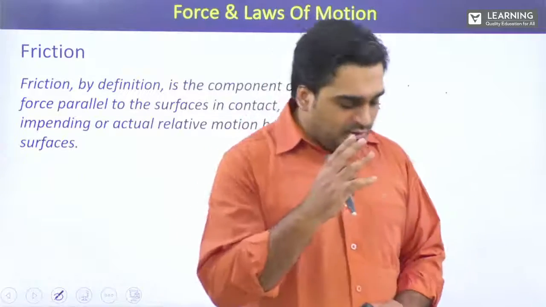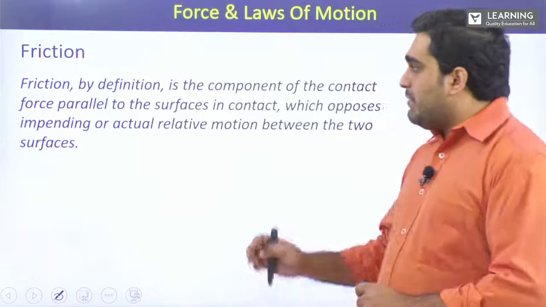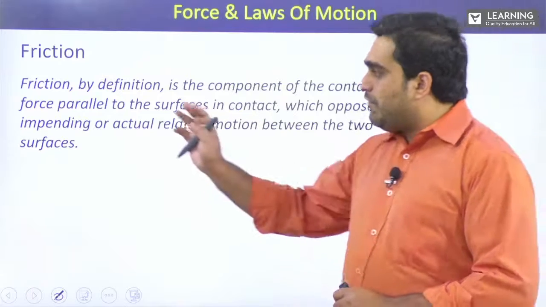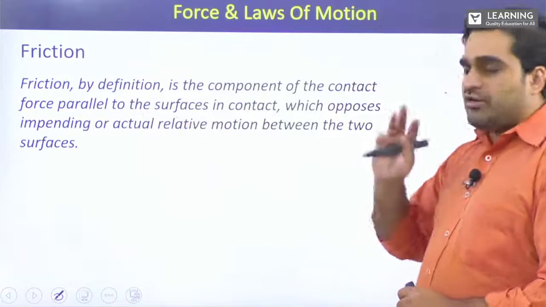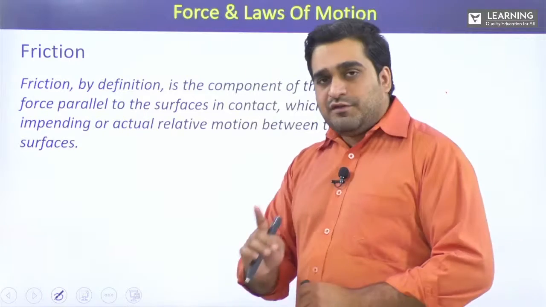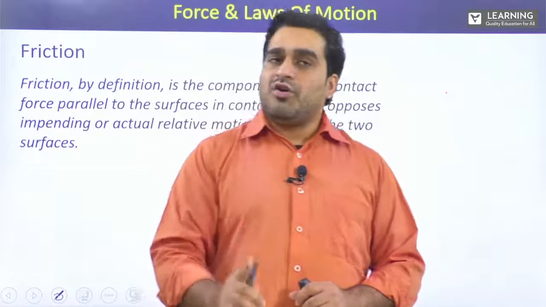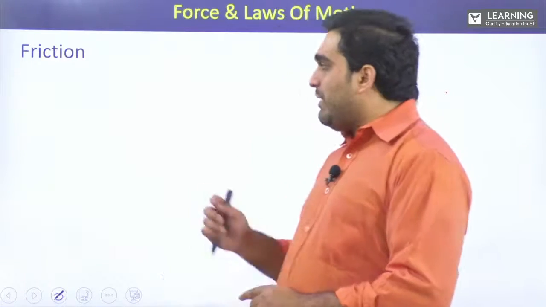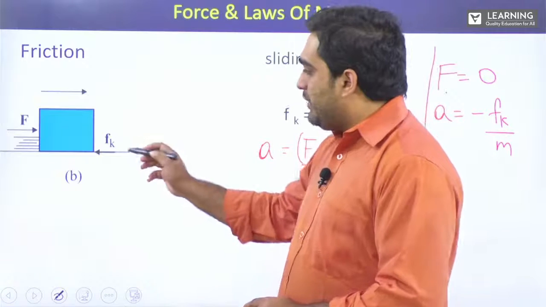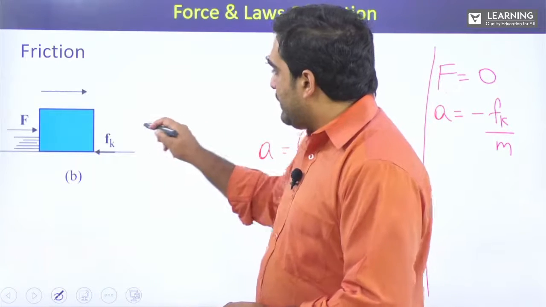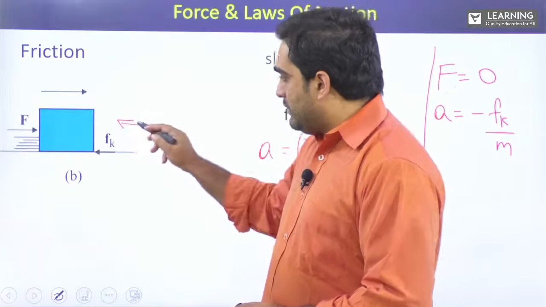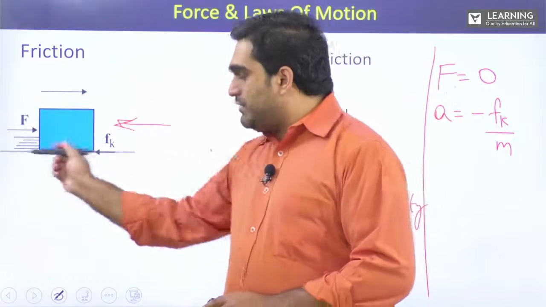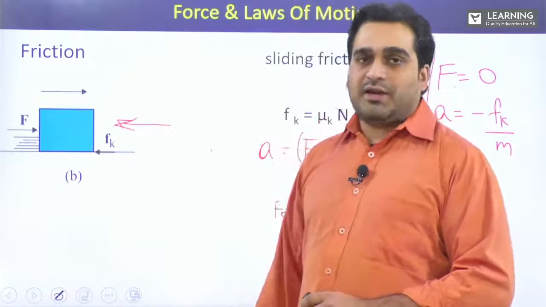So let's make a quick note of friction. By definition, friction is the component of the contact force parallel to the surface in contact. Frictional force, as we observed, always acts parallel to the surface of contact. Let's go back and have a look at it. You see, the frictional force is acting along a horizontal direction, which is parallel to the surface it is in contact with.